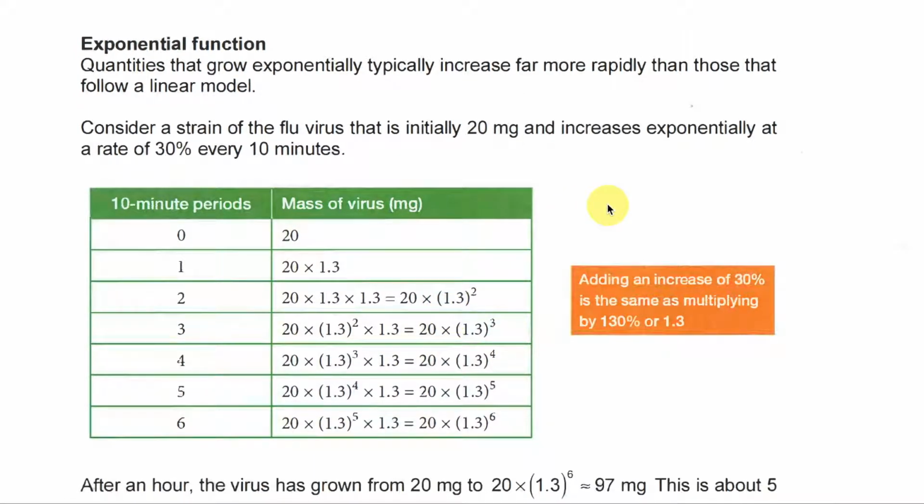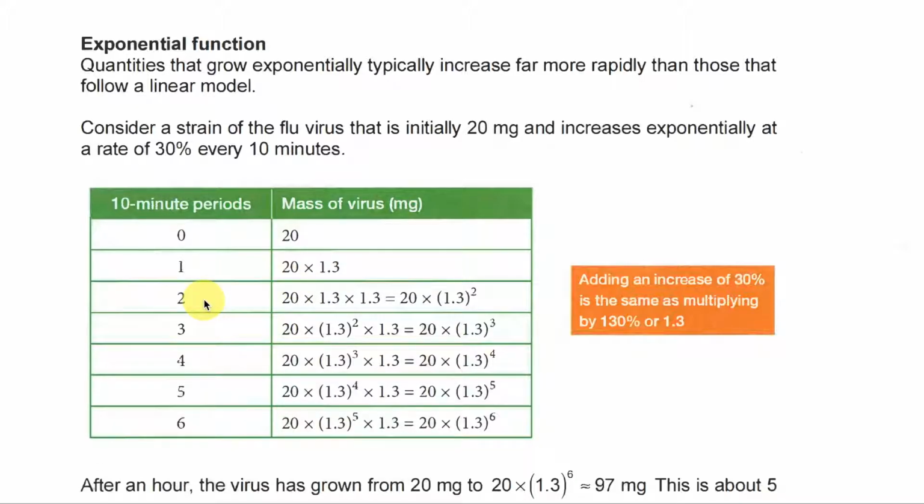Let's consider this situation. We have a flu virus that initially has a mass of 20 milligrams, and it increases exponentially at a rate of 30% every 10 minutes. So that's an increase of 30%. So in other words, it's a multiplying factor of 1.3. At the very beginning, I have 0 lots of 10 minutes that have gone by, and the mass is 20 milligrams. After 10 minutes, 1 lot of 10 minutes, then I have my initial amount multiplied by 1.3.